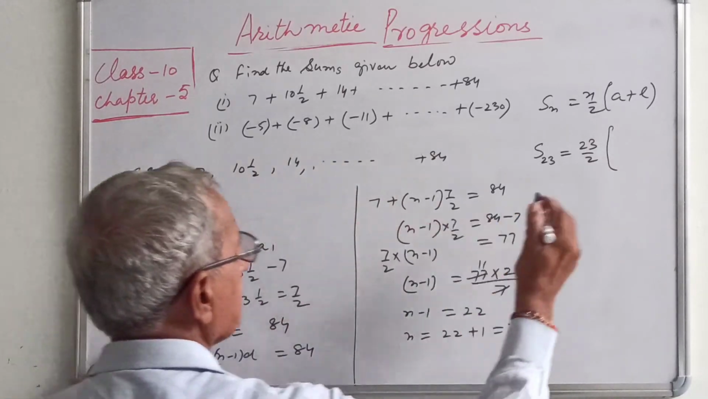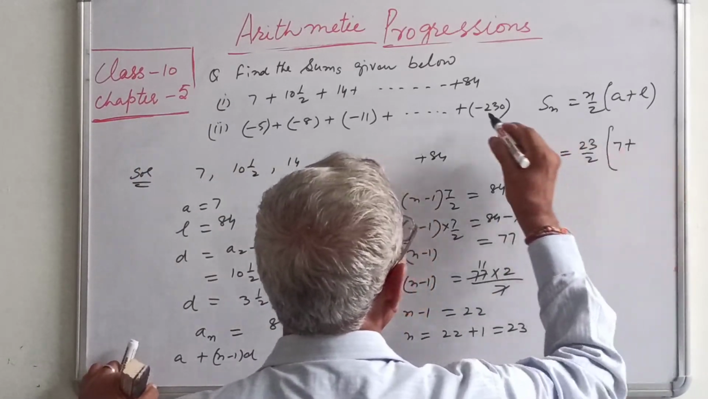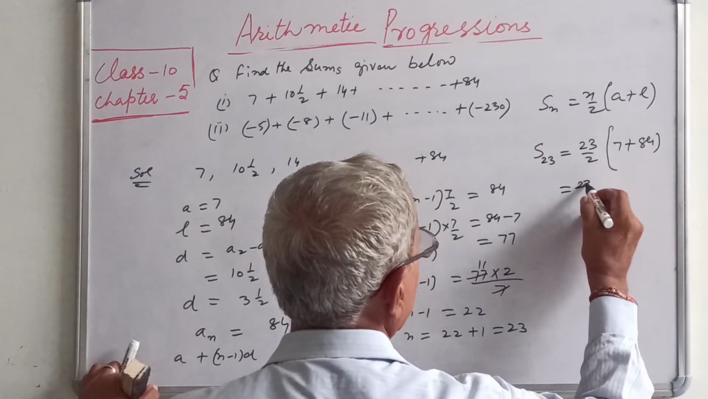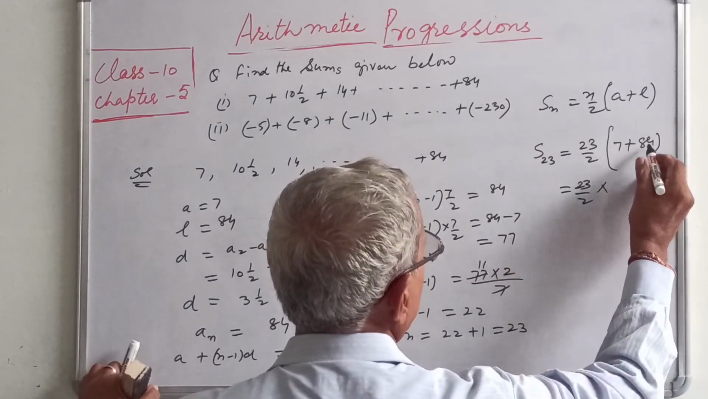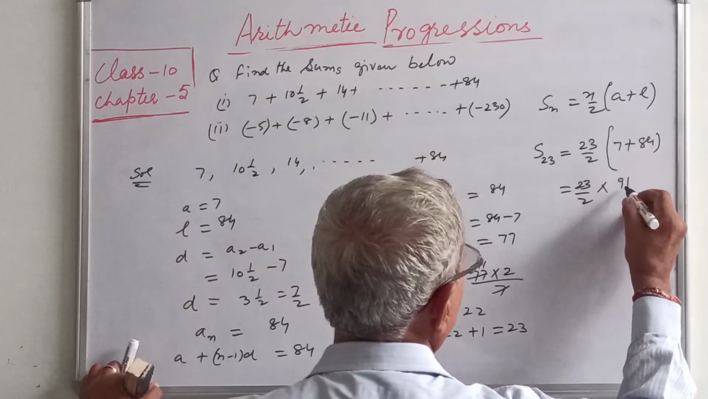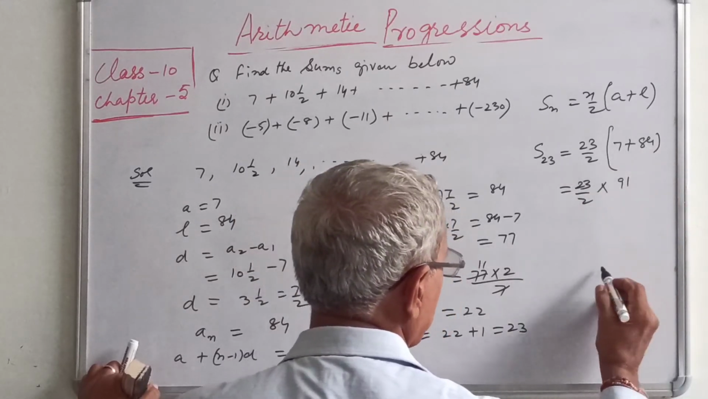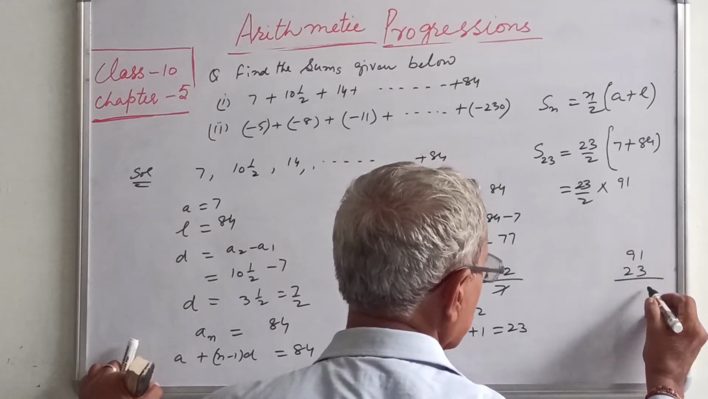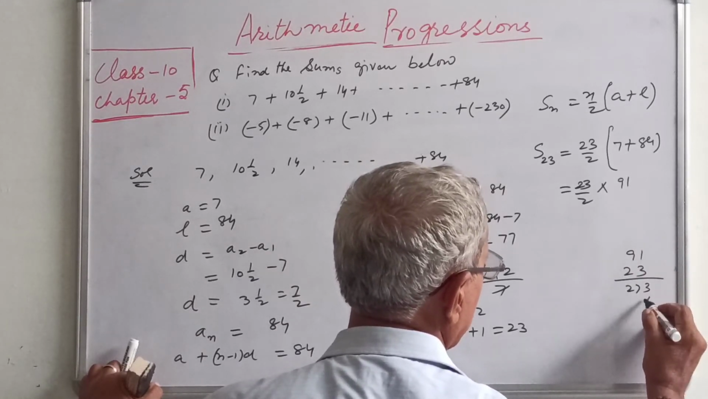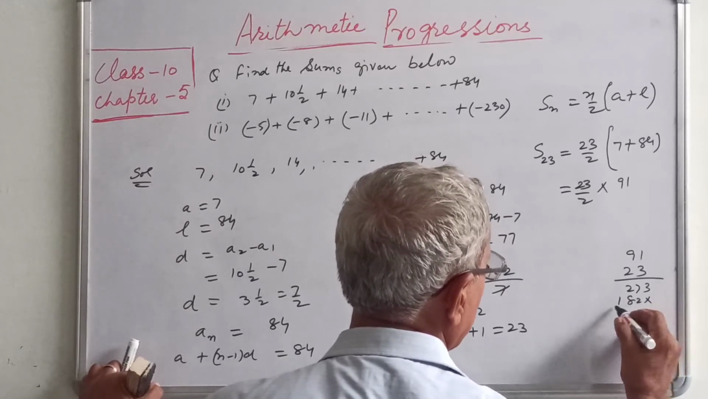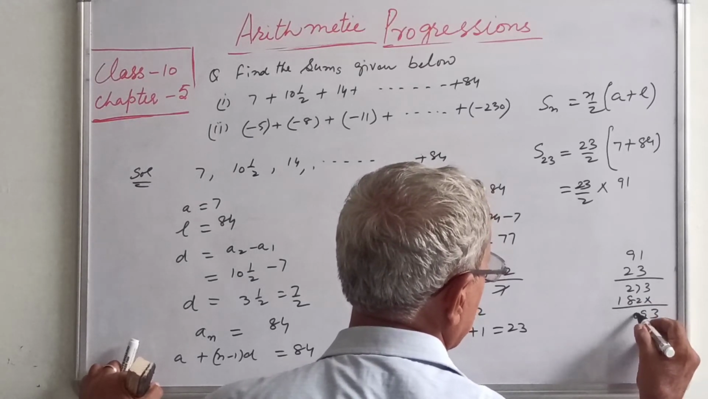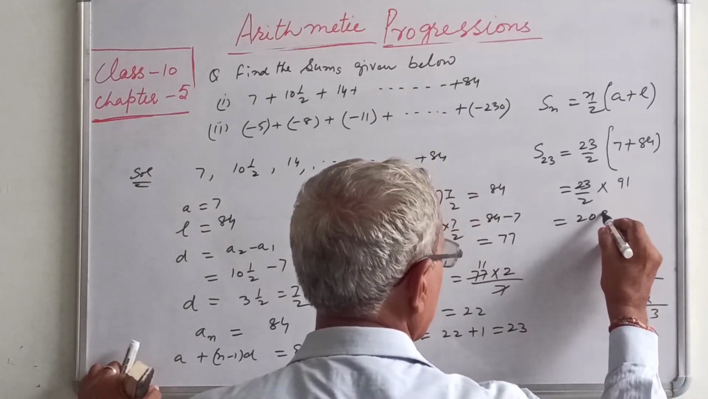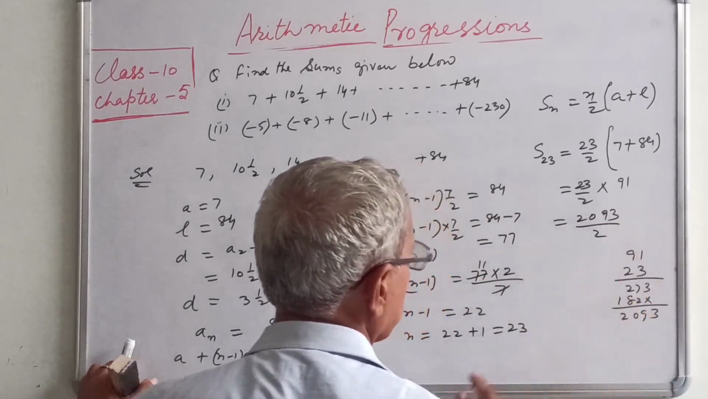A is 7 and L is 84. So 23 upon 2, इसको ऐड करके आया 91. तो 91 को 23 से मल्टीप्लाई किया, 3902. तो ये हो गया 2093 डिवाइड बाई 2.